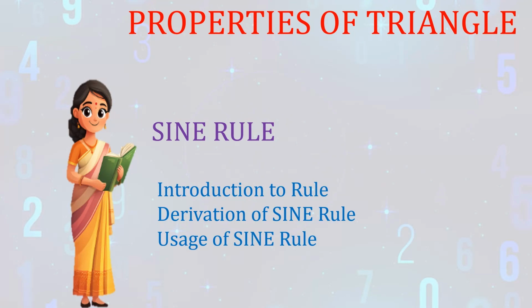We'll also look into the derivation of the sine rule for different types of triangles like acute angle triangle, right angle, and obtuse angle triangle. Along with that, usage of the sine rule to find different elements of a triangle. Elements of a triangle are like the angles or the length of the sides.